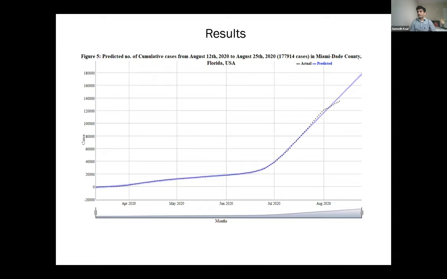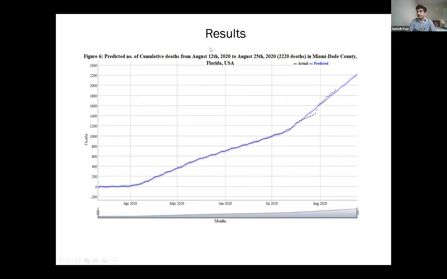What we did was feed the values of cumulative cases and deaths into Facebook's Prophet logistic growth model. You can see that the black dotted lines are the actual cases and what we predicted is the blue line. You see that we have a similar trend between what we predicted in blue and the black dotted line. So these many cases were predicted on August 25th, 2020.